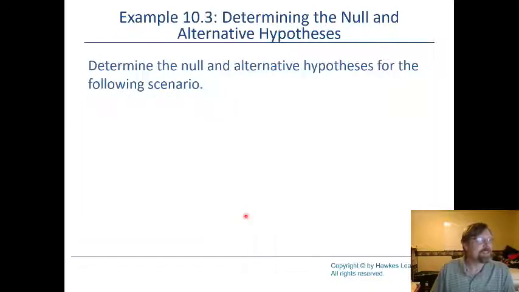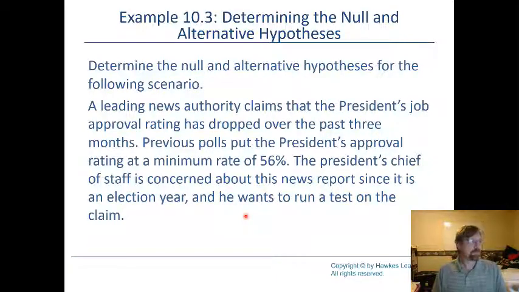But moving on. So another scenario. Again, pause, figure it out, unpause when you're ready to move on. All right. So we've got a new study that claims the president's job approval rating has dropped over the last 3 months. Previous polls had a minimum approval rating of 56%, and the chief of staff is concerned because it is an election year and he wants to run a test on the claim. So think about it. What's the research and null hypotheses here?